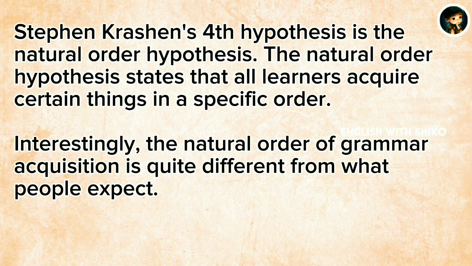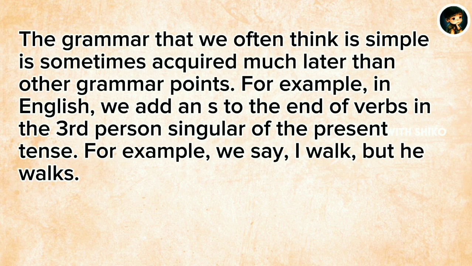Stephen Krashen's fourth hypothesis is the natural order hypothesis. The natural order hypothesis states that all learners acquire certain things in a specific order. Interestingly, the natural order of grammar acquisition is quite different from what people expect. The grammar that we often think is simple is sometimes acquired much later than other grammar points. For example, in English, we add an s to the end of verbs in the third person singular of the present tense. For example, we say, I walk, but he walks.